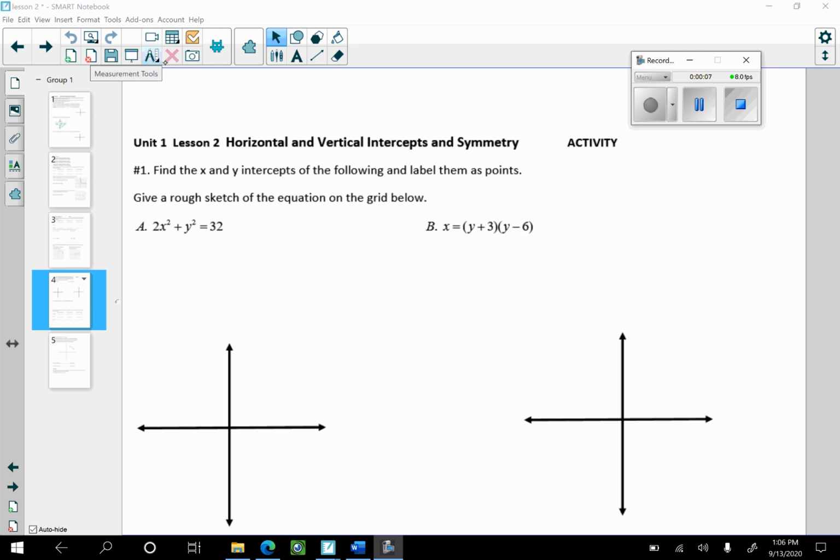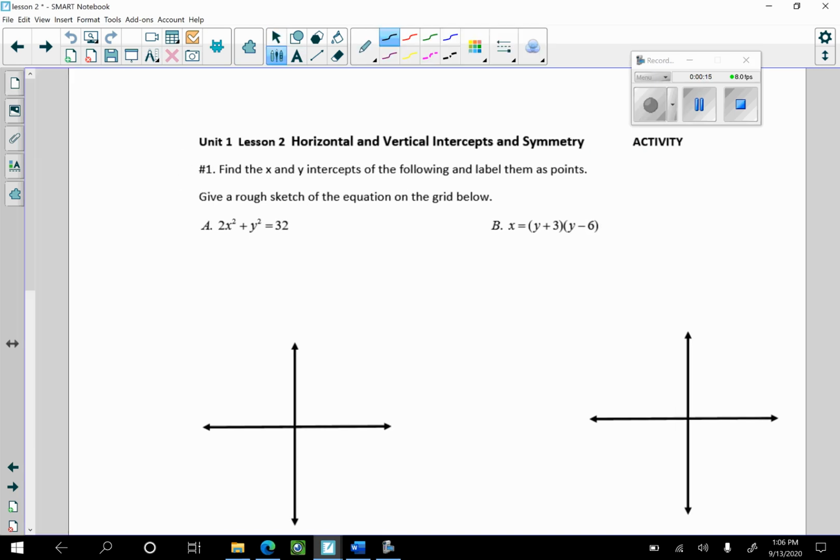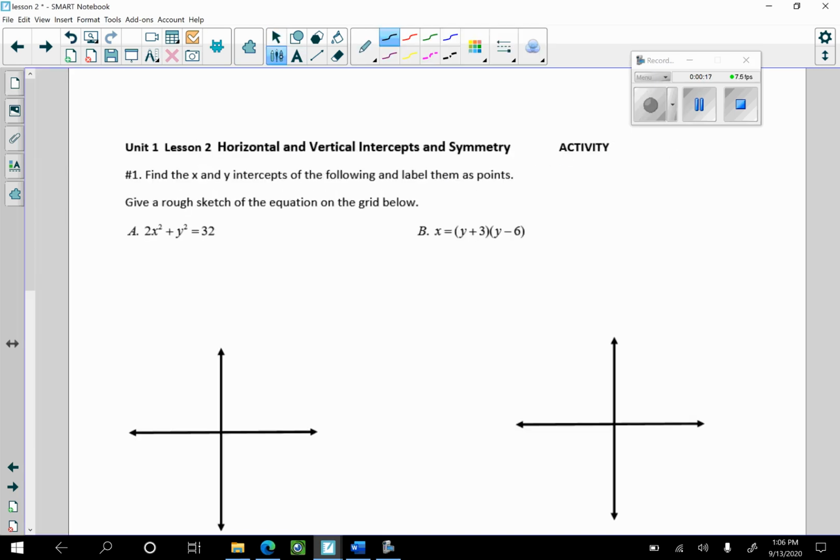You should have watched Unit 1, Lesson 2, and today we're going to talk about the Unit 1, Lesson 2 activity. And this will be an important activity. There are some problems addressed in this activity that were not addressed in the particular lesson. So number one here, we're going to find the x and y intercepts of the following and label them as points. Then we're going to give a rough sketch of the equation on the grid below.